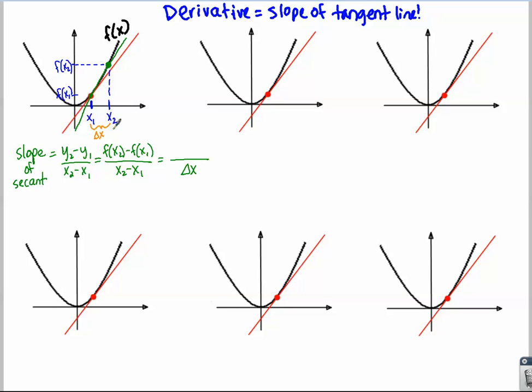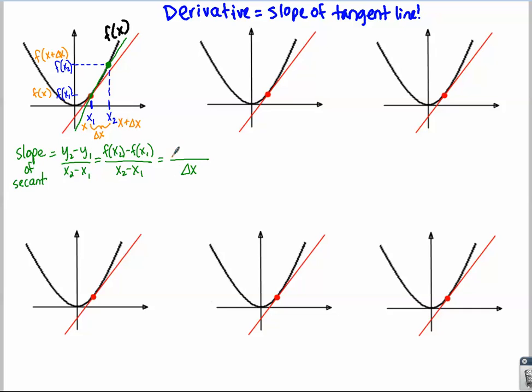Now, if we're going to call this delta x, another way to describe these x coordinates, instead of x sub 1 and x sub 2, is to say x sub 1, or x, and its neighbor. So this guy we're going to call just x, and x sub 2 we're going to call x with delta x added onto it. Similarly, we can then rewrite these y coordinates to f of x and f of x plus delta x.